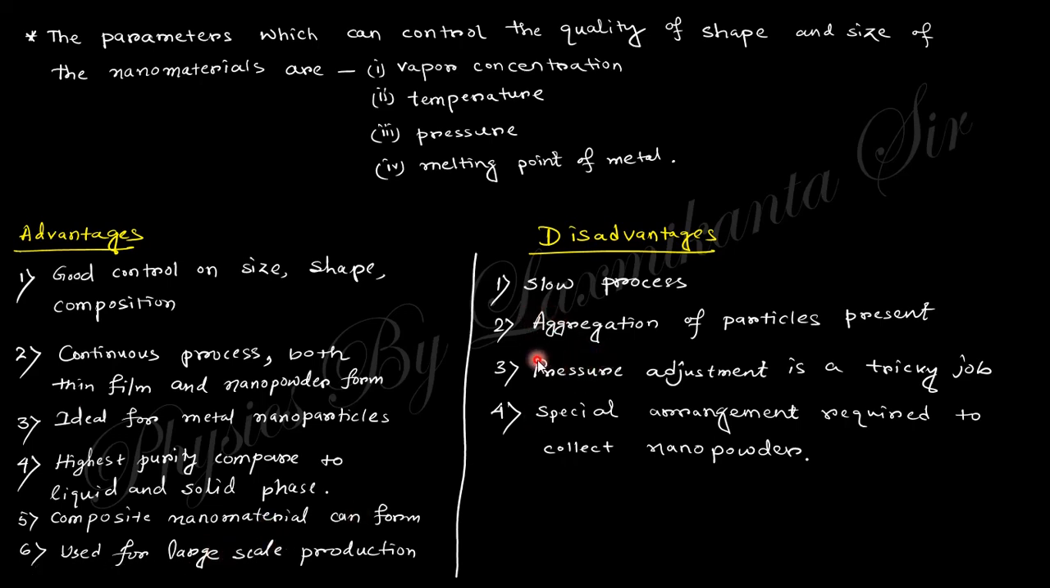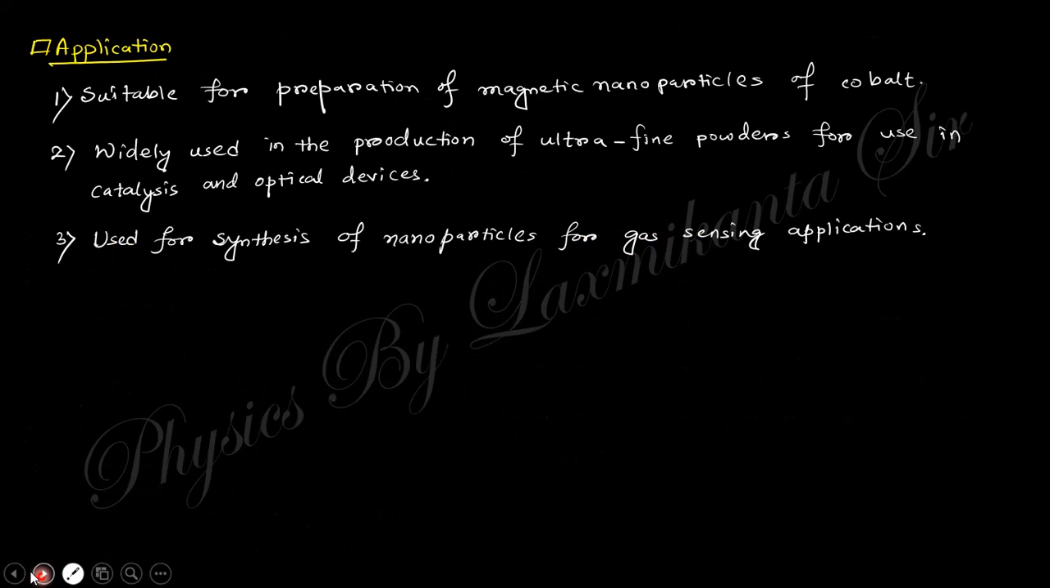The disadvantage is that it is a slow process, the process is very slow. Aggregation of the particles must be prevented, and pressure adjustment is a tricky job. So this is the important thing, that the pressure must be adjusted at a particular value such that this type of structure or nanomaterial can be formed. So this pressure adjustment is a tricky job, which is a disadvantage. Special arrangement is required to collect the nano powder. So these are the disadvantages of this synthesis process.